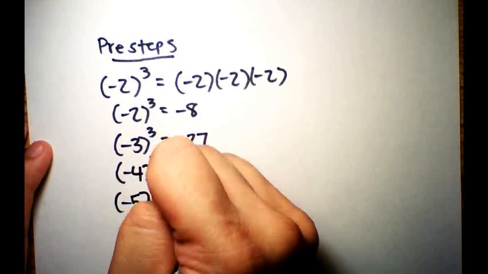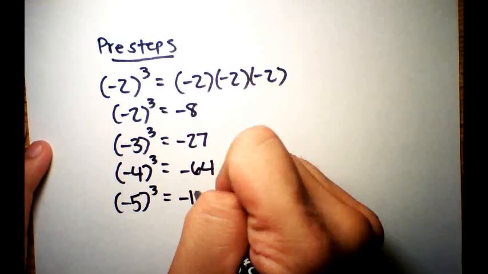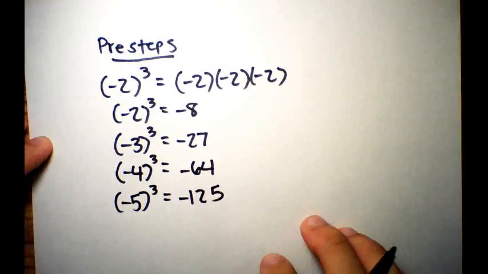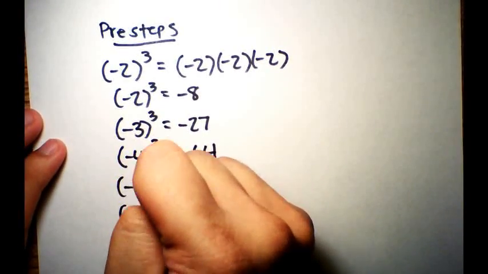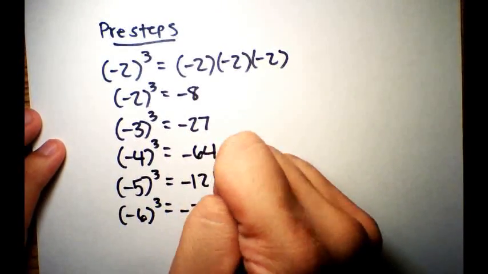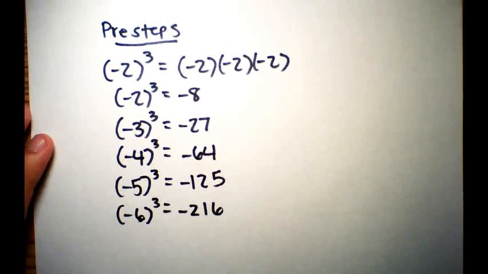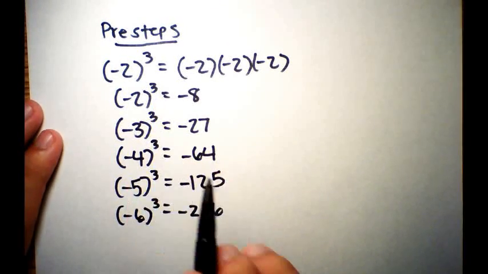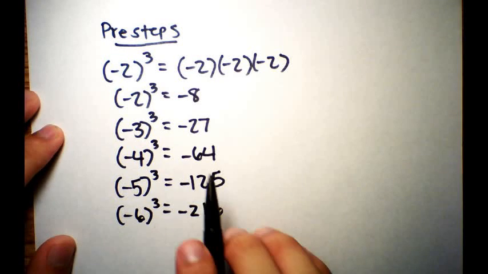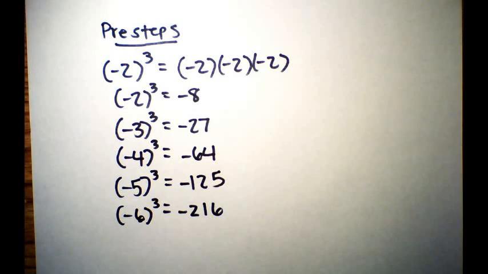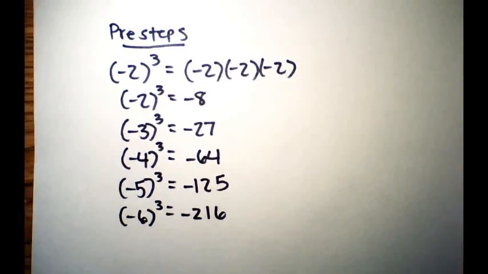Negative 5 to the third power is going to be negative 125, and then negative 6 to the third power is going to be negative 216. I think you get the point that every time you have a cube and there's a negative inside, your product is going to come out negative because you're multiplying that negative 3 times. Okay, so that's going to be very important for these last two for this lesson.